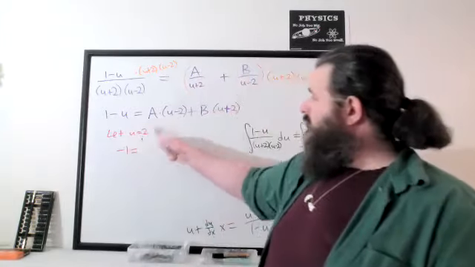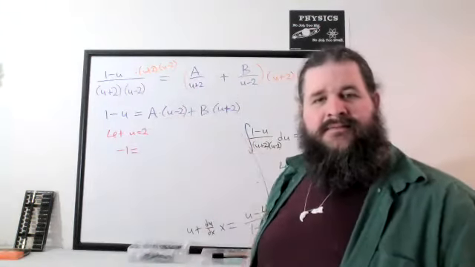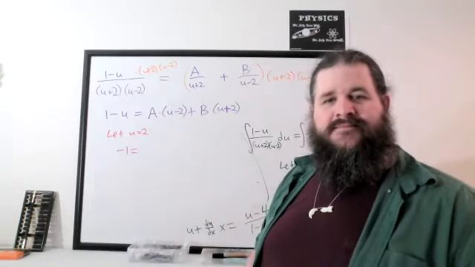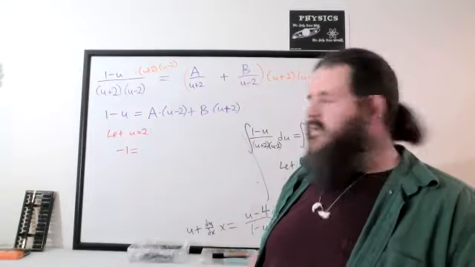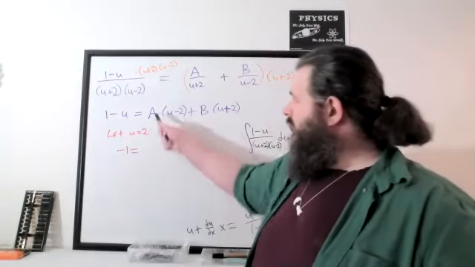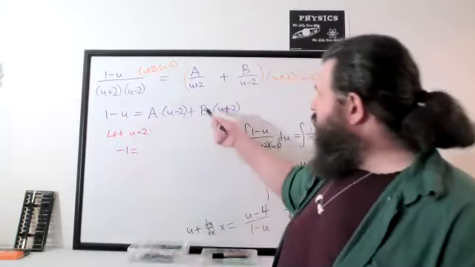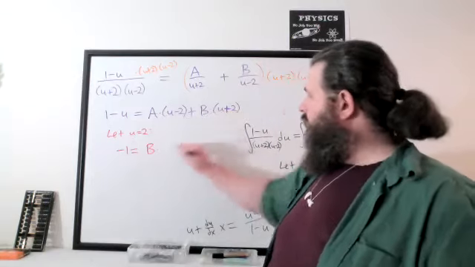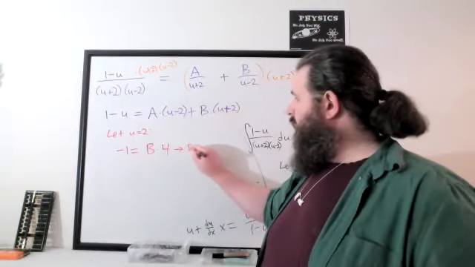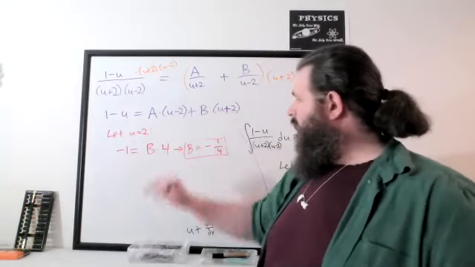And this is going to be especially useful because when we plug in 2 for u here, what happens to this term? Becomes 0. Yeah, that whole thing becomes 0 because you get A times 0. So the entire A term drops out, leaving us with only one unknown. B times 2 plus 2. So we can immediately solve for B. So we now know the value of B.